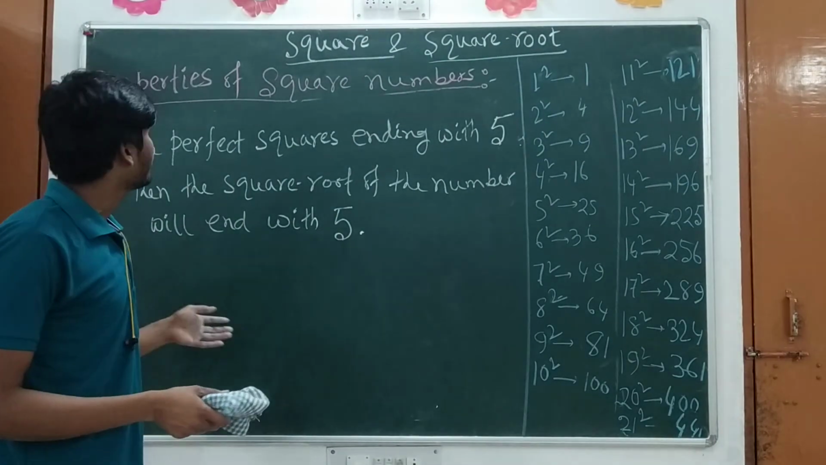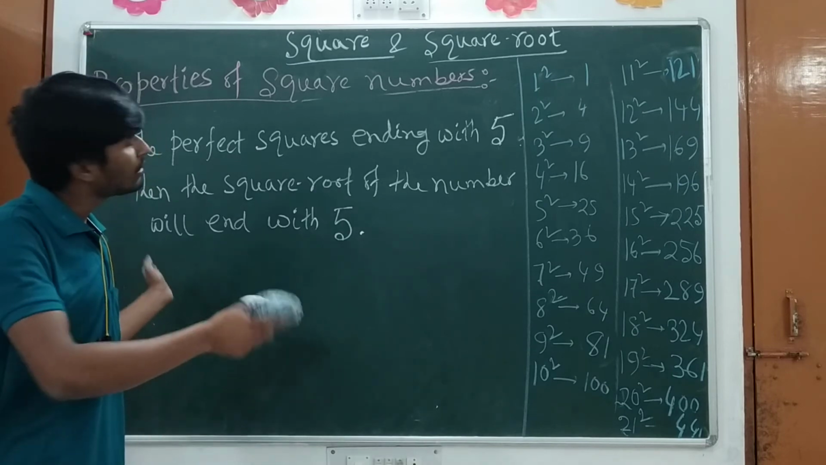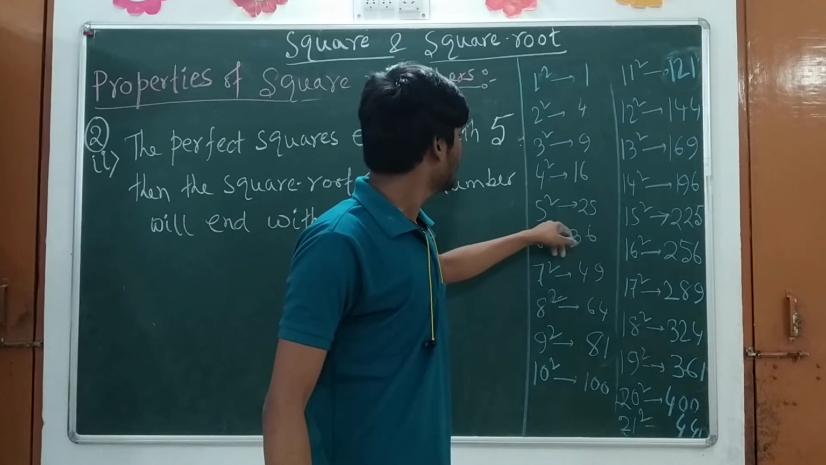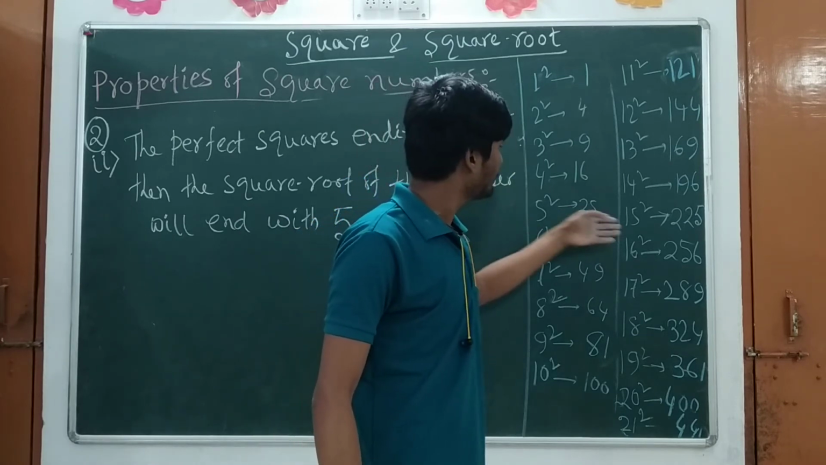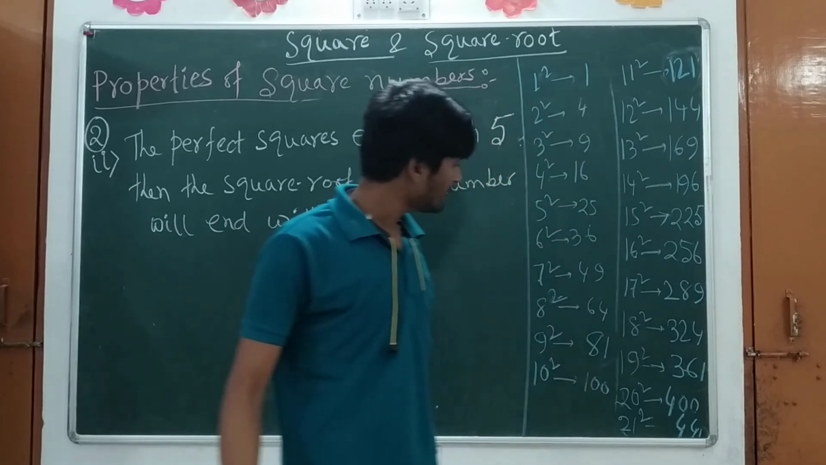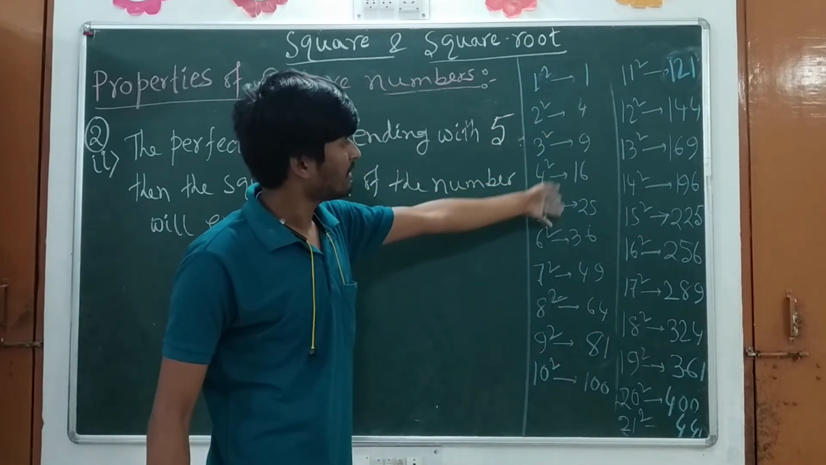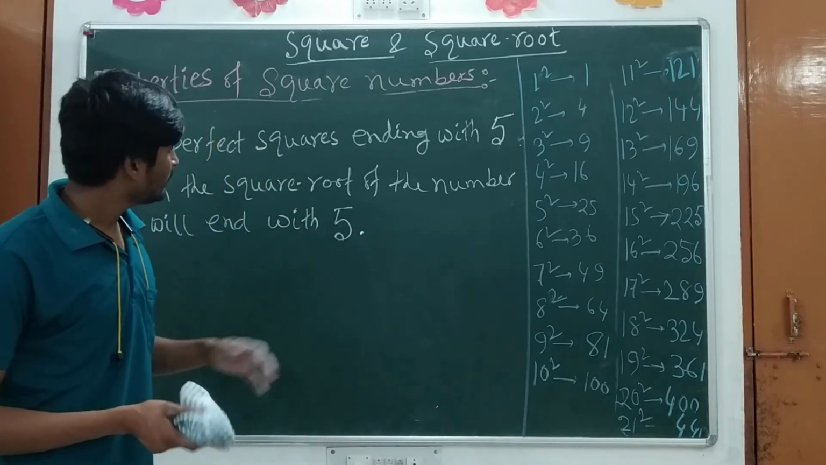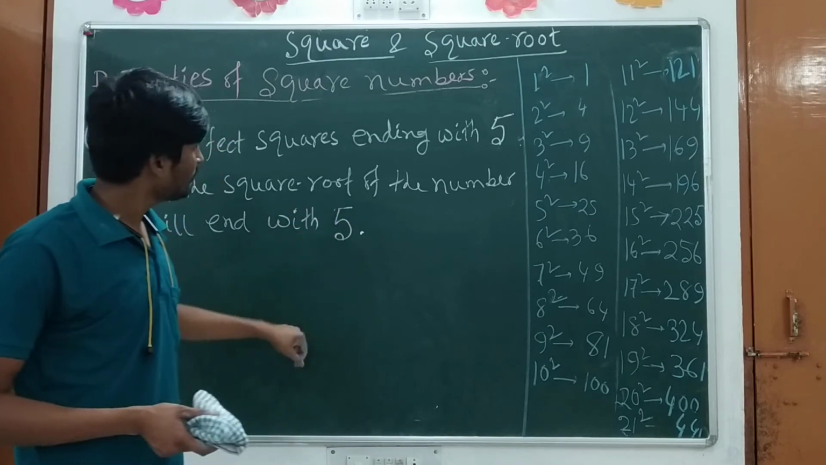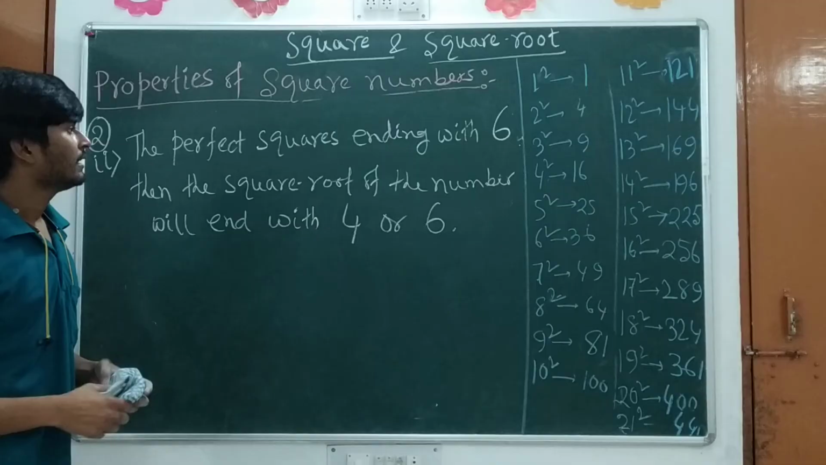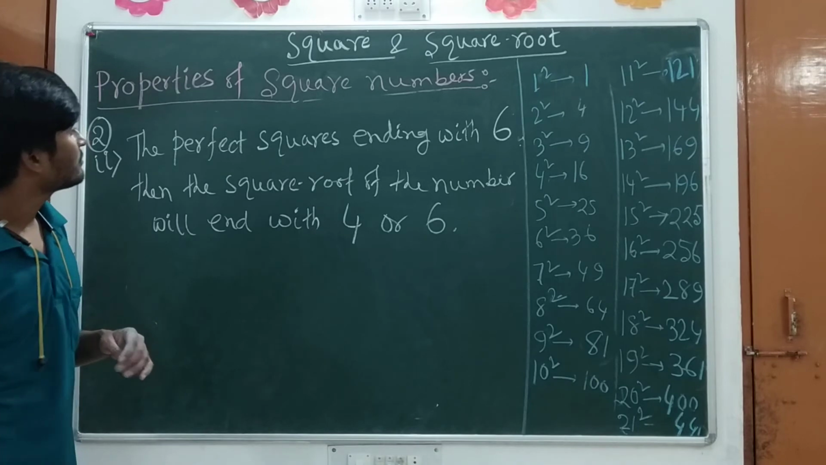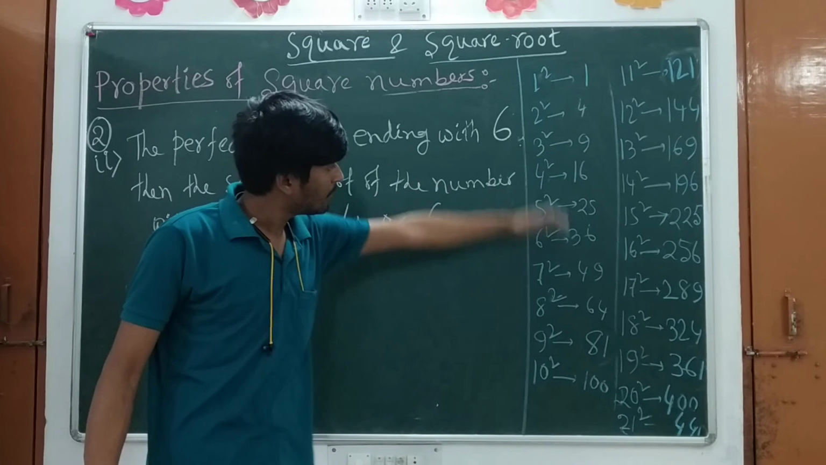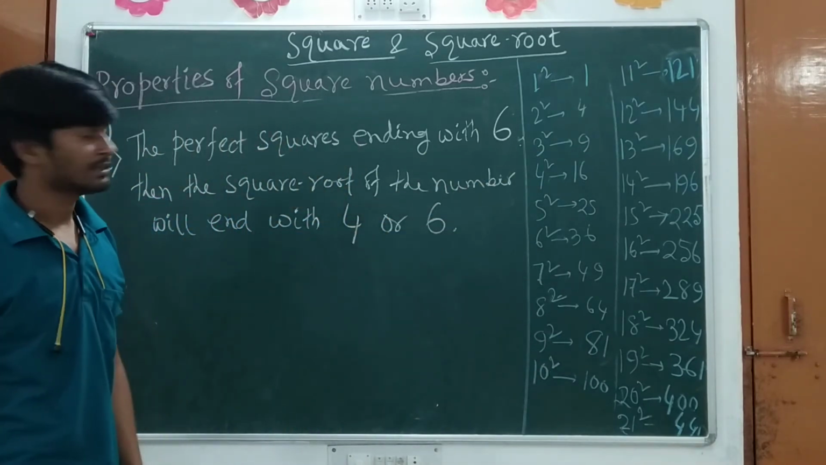Next, if the perfect square ends with 5, then the square root will also end with 5. This is very easy. 5 square is 25, root is 5, ends with 5; 225, root 15, ends with 5. If you find the square root of a perfect square ending with 5, there is a process we will learn later. You can see that the unit place of the square root will also be 5. Next, if the perfect square ends with 6, the square root will end with 4 or 6. If you see the tables, you can easily find this. It is like this.